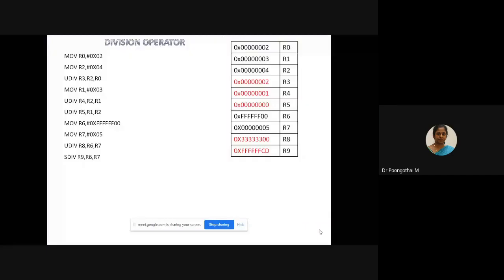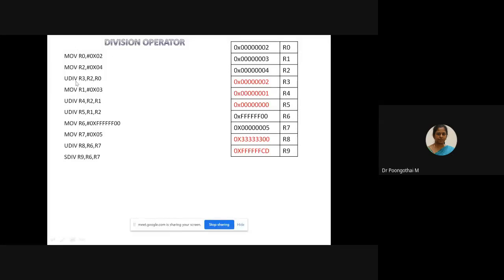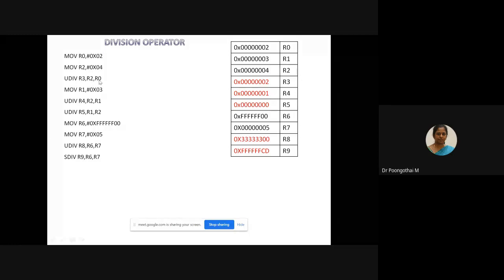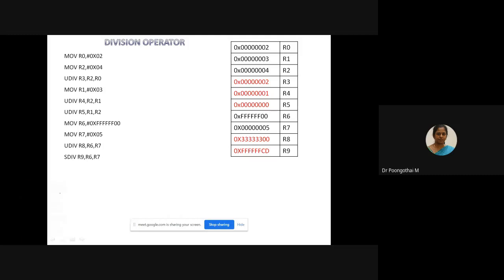So next one is the division operator. Here you can see that R0 is loaded with 2, R1 is loaded with 3 and R2 is loaded with 4. Again your R6 and R7 registers are loaded with some value. Okay. So the first instruction is UDIV R3, R2, R0. That is, your divisor value is 2 and the dividend value is 4. Your R0 is the divisor and R2 is the dividend.